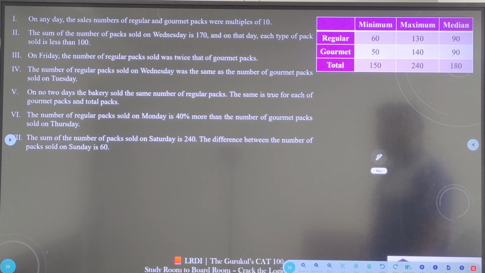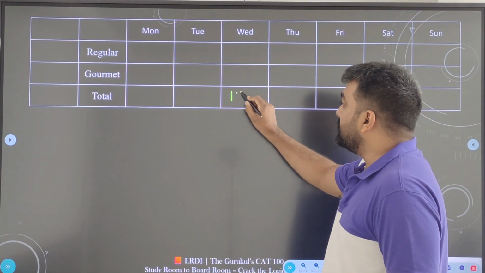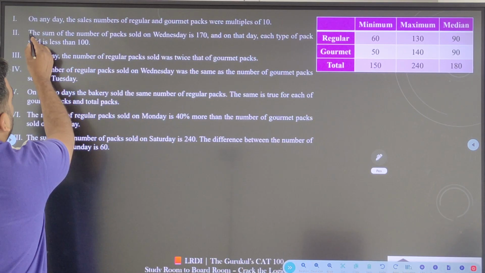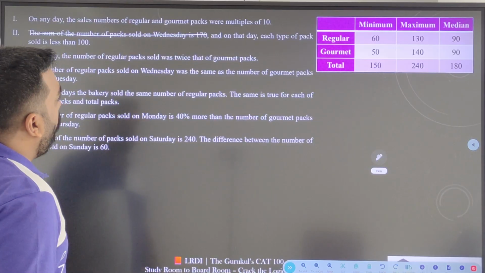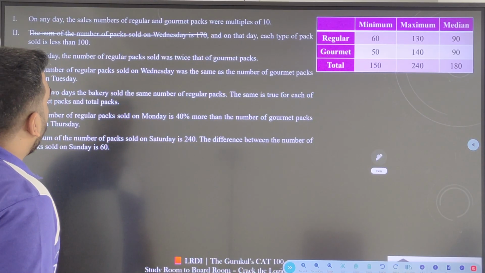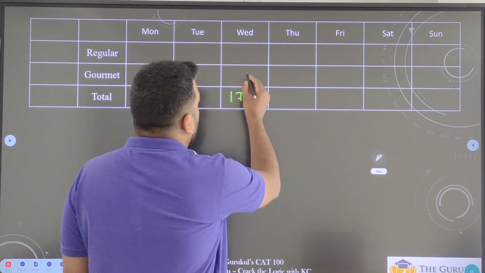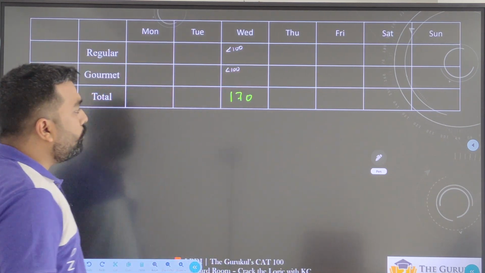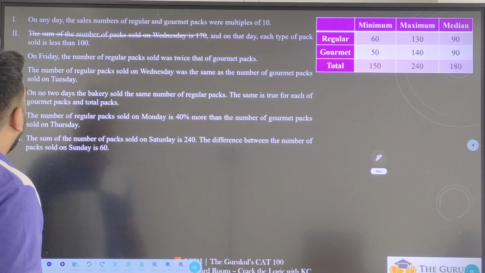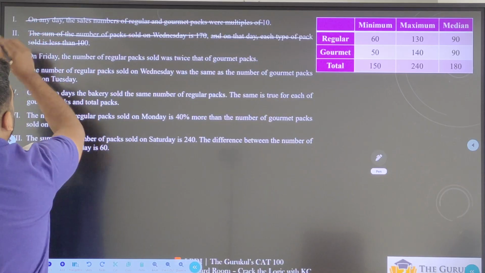Now, in this table, what is happening? The sum of the number of packs sold on Wednesday is 170, and on that day each type of pack sold is less than 100. So on Wednesday, both the values are less than 100. We don't know what the values are. Okay, next, this complete statement is done. Everything is a multiple of 10, that is also done.